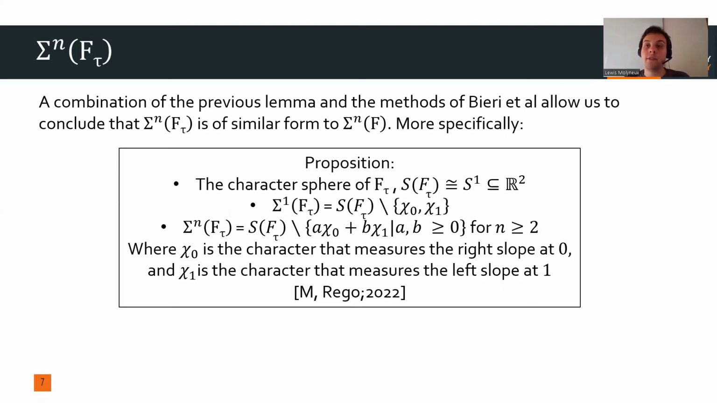The first sigma invariant is just missing 2 points, the character that calculates the right slope at 0 and the character that calculates the left slope at 1. And then every other sigma invariant from 2 to infinity is missing any character that can be made as a positive linear combination of those two characters. And that's the sigma invariant for F tau as it stands.